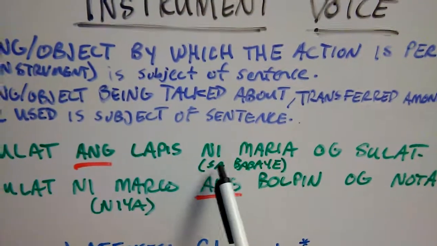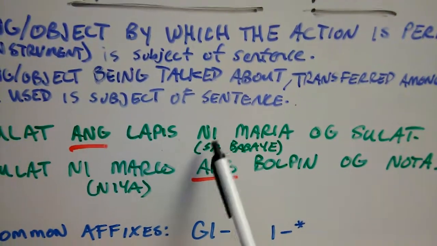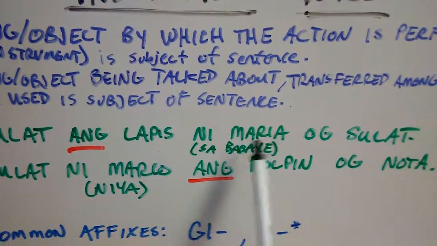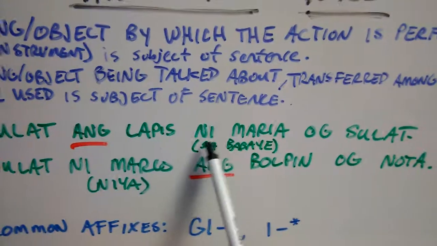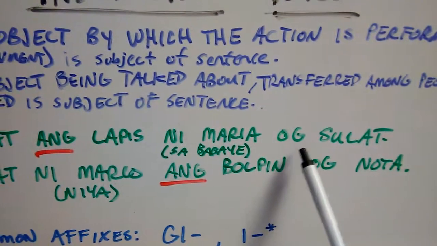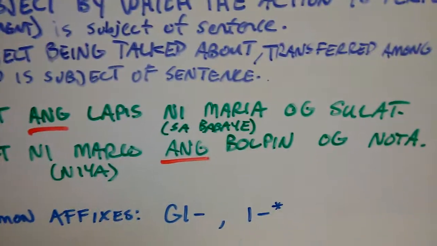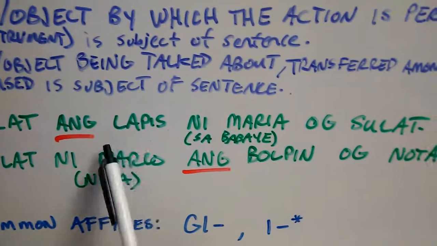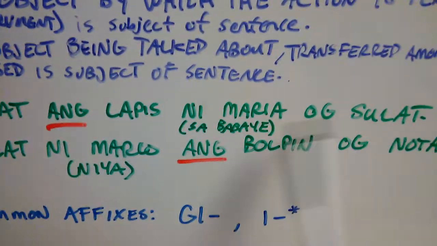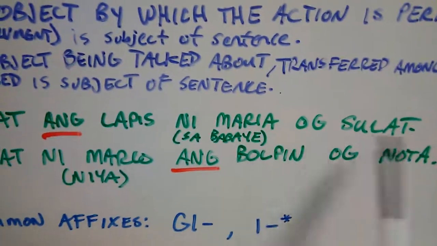While Maria here is marked with the ergative, your og set of case markers, the ergative case. In that sense, since Maria is a proper noun, we have to use the ni for it. And sulat, which is letter, is marked again with the og set of markers as our non-focus. Because our focus right now is this pencil here, as ang is marking it in this absolutive case. But everything else is important, it's just not marked as important.